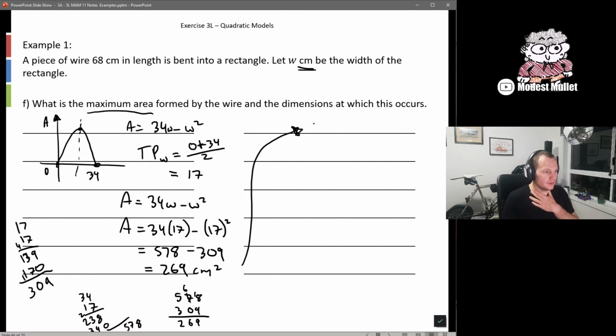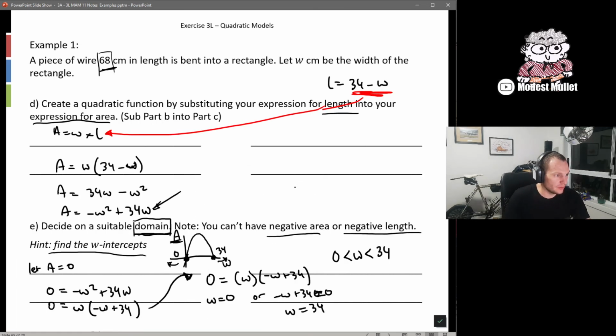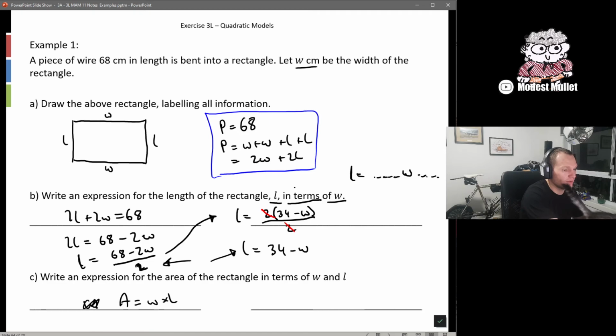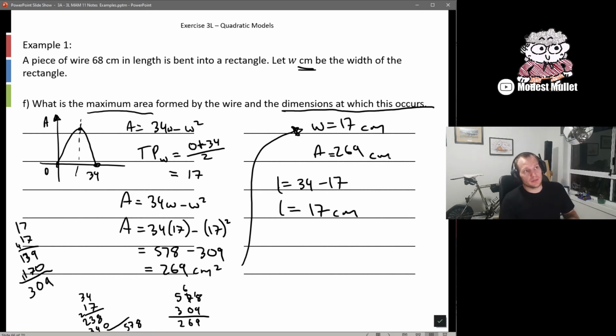So we now know our width is equal to 17. Our area is going to be 289. The last thing we need, because it says we need the dimensions, is to find the length. We can come back to any of these equations that talk about the connection between W and L. So we just have L equals 34 minus W, 34 minus 17. L is equal to 17 as well. And that's the problem done.